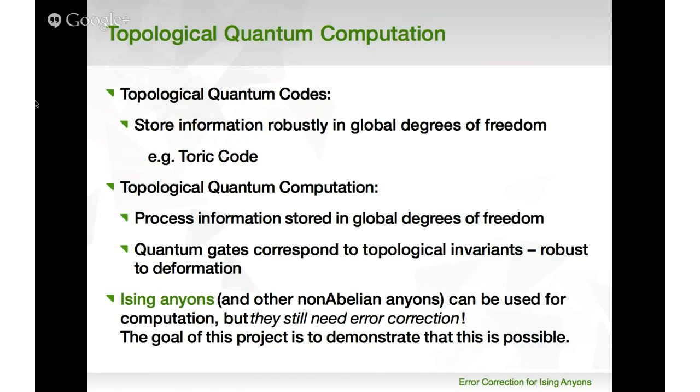So Ising anyons are one particular class that has this extra power that you don't see in the toric code, this topological quantum computation power. They're not universal, and I'll say more about that later. But you can do non-trivial gates.